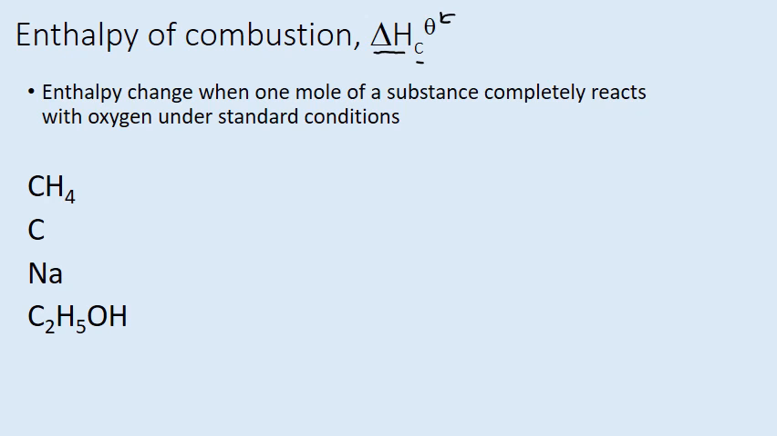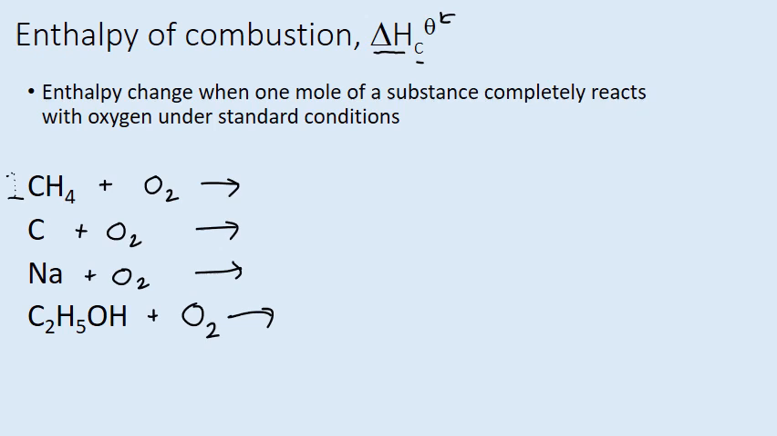Let's have a look at how we can represent these with equations then. So we're going to look at 4 examples and we'll do the enthalpy of combustion for these 4 substances. What we're doing is reacting these substances with oxygen. So I must always have oxygen as a reactant plus the substance that I'm measuring the enthalpy of combustion of. And it has to be 1 mole. I have to leave this as a 1. I can't change that value in front. So it must be 1 CH4, 1 C, 1 Na, and 1 C2H5OH. I'm reacting them all with oxygen.